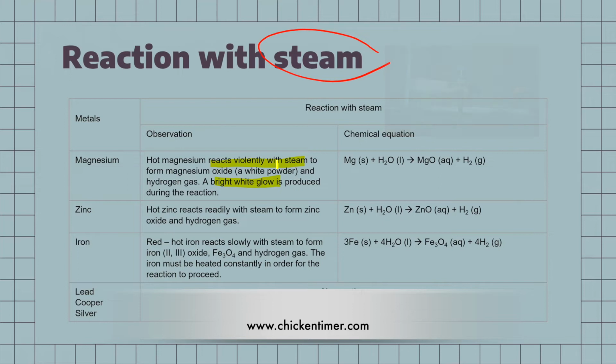Then hot zinc reacts readily with steam. Then iron, which is even lower in the reactivity series, will react slowly with steam. You see the same adjectives coming out. Then for the last part, so much typo. Typo here, typo here. Lead, copper, and silver have no reaction with steam.